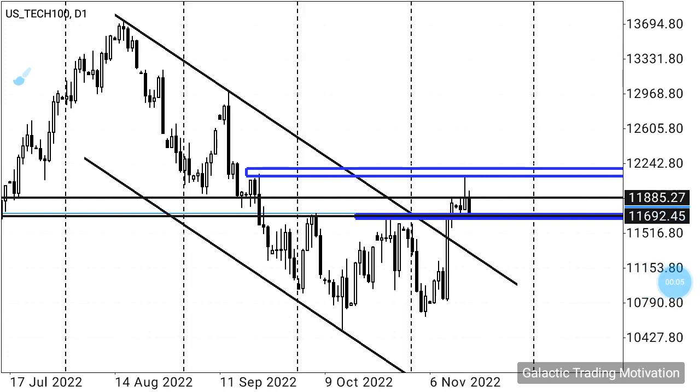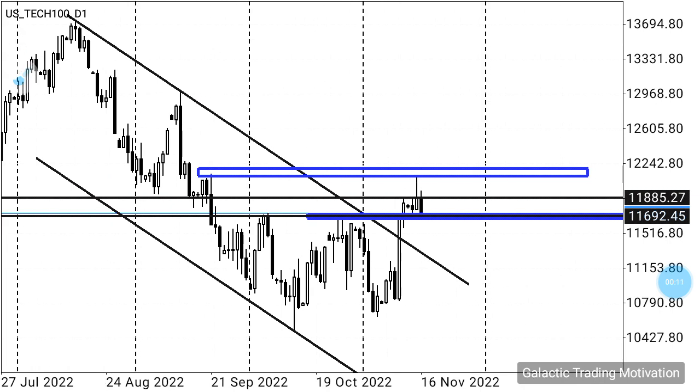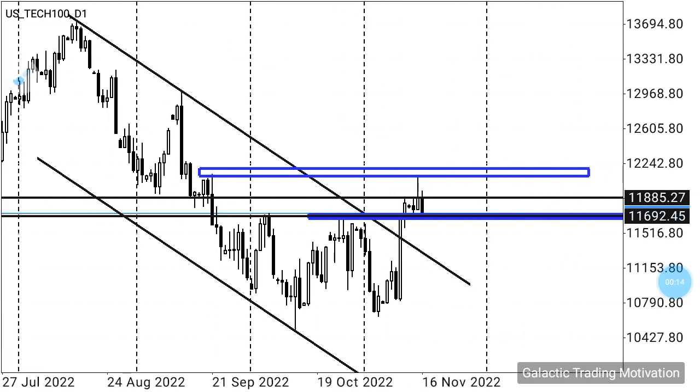Let's have a very quick look at Nasdaq 100, and this time around we will be starting our analysis on the daily chart. And yeah, without wasting any further time, let's get straight into the chart.